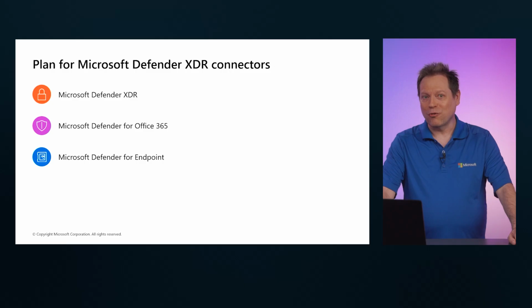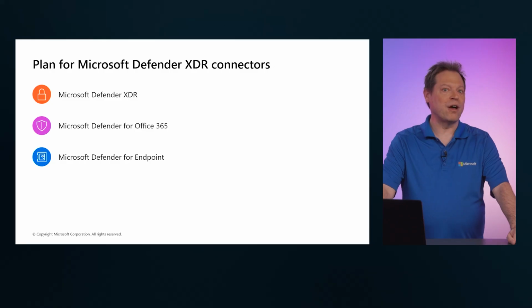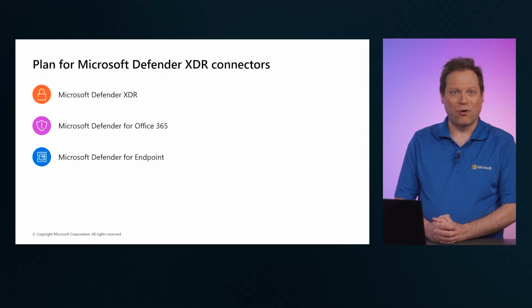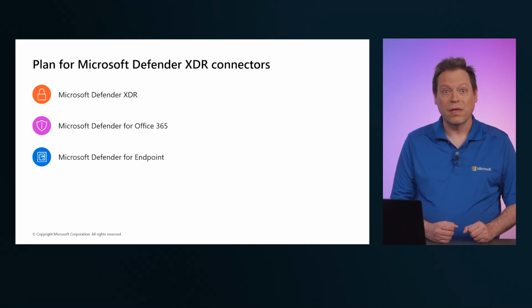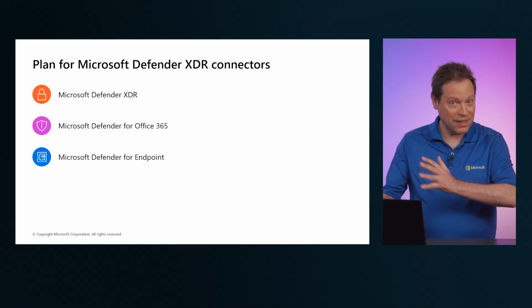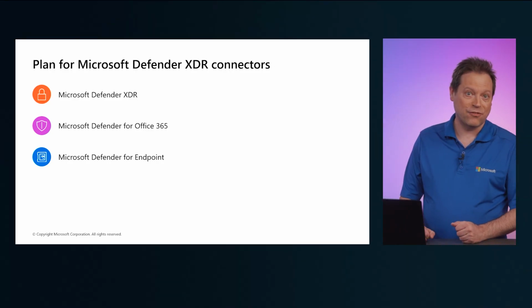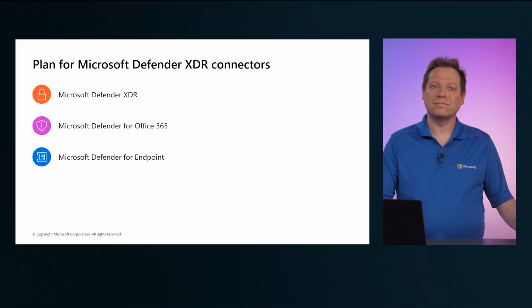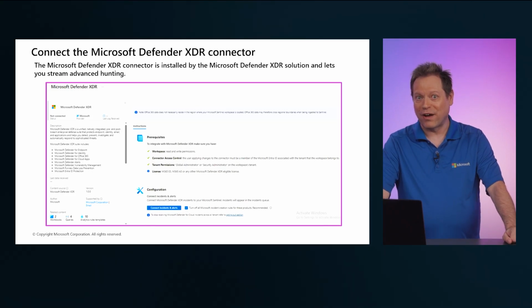When planning Defender-based connectors, you'll commonly use Microsoft Defender XDR, Microsoft Defender for Office 365, and Microsoft Defender for Endpoint. A key point to emphasize here is that these Defender connectors generally send alert data into Sentinel, and that alert data can then be used to generate incidents depending on how you configure incident creation rules and how you want your SOC to operate.